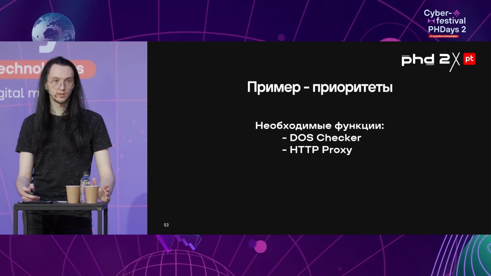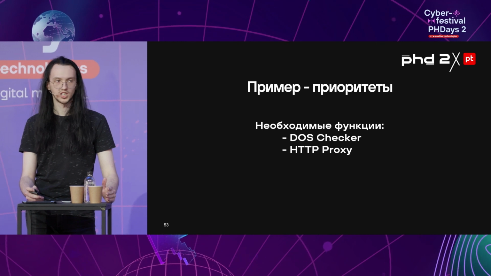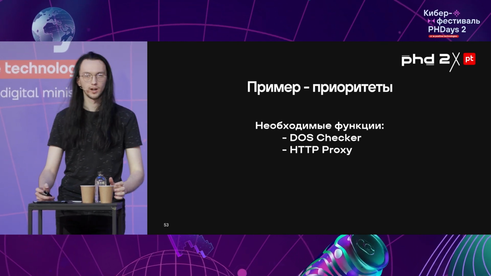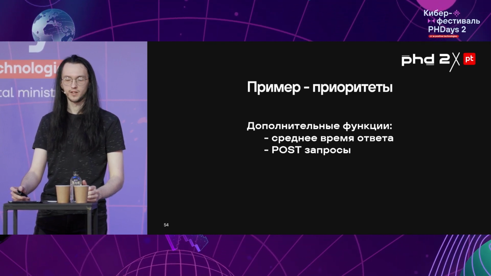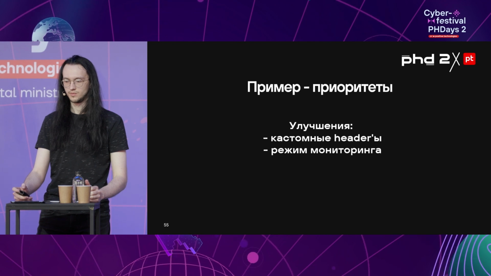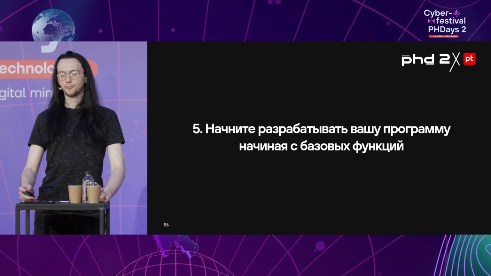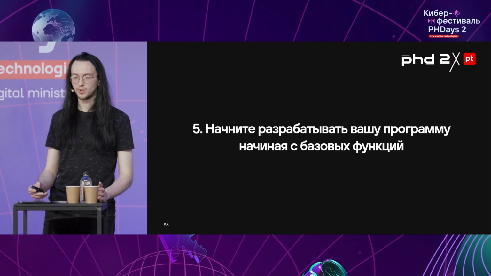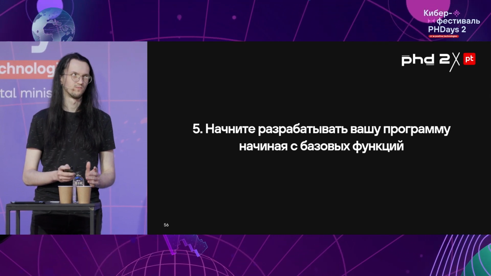Now we need to prioritize. The necessary functions are DOS checker and HTTP proxy for debugging. We also need additional functions, average response time and post requests, queries. And improvements would be custom headers and monitoring modes. 5. Start developing your software with essential functions.